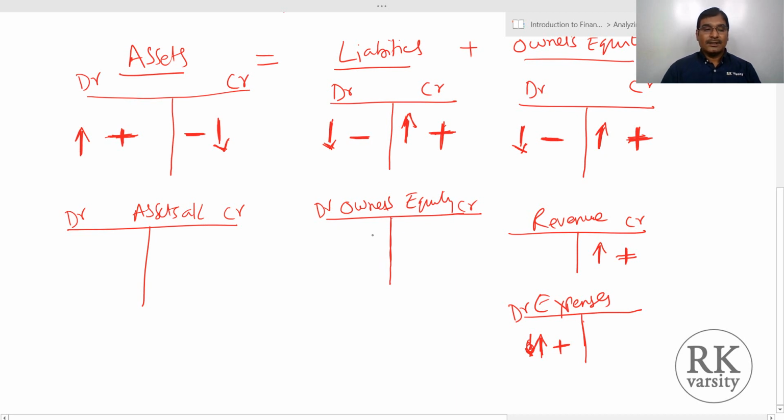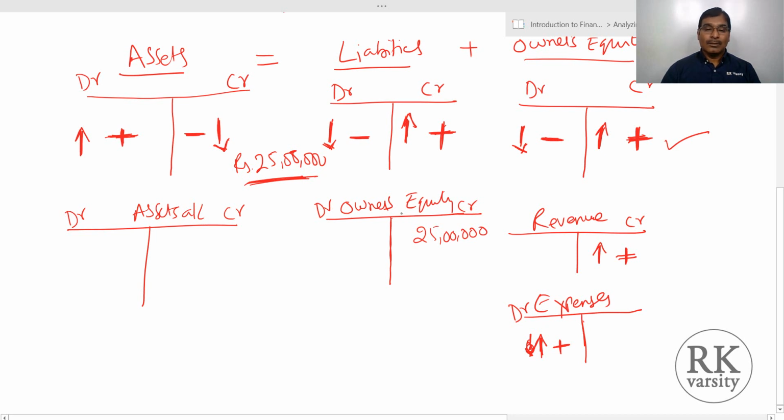Assuming that you invested rupees 25 lakhs in the business. So you are investing your money. Now what will happen to your owner's equity? Will it increase or decrease? Owner's equity, now it is 0. So from 0, now it is going to 25 lakhs. It increases. So when owner's equity increases, which side will we write? We will write this onto the right hand side, that is the credit side. So we'll write 25 lakhs here.